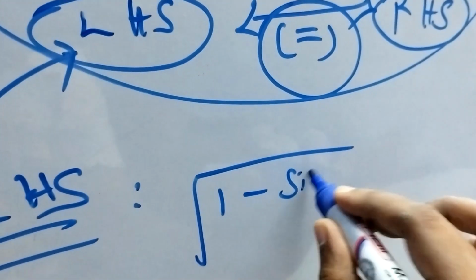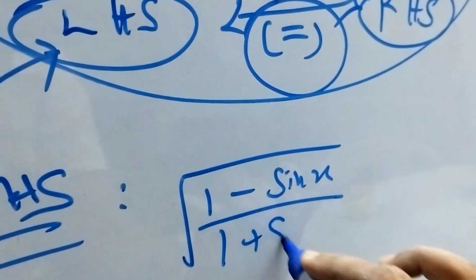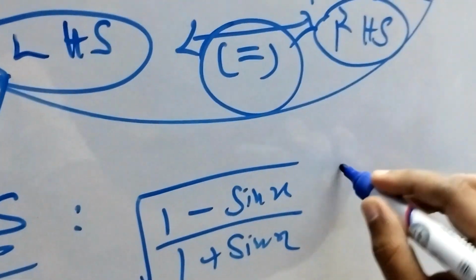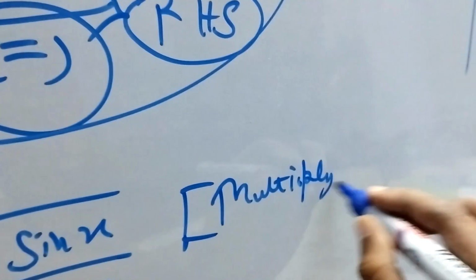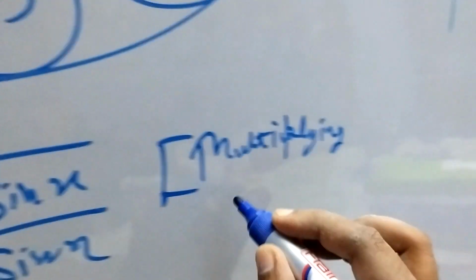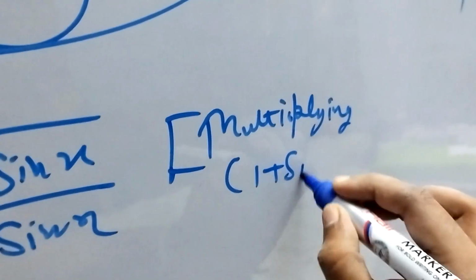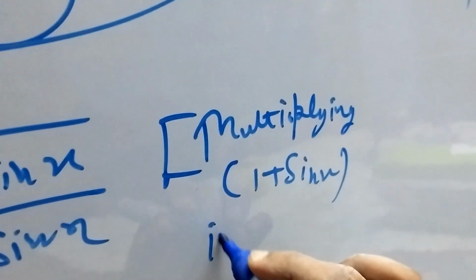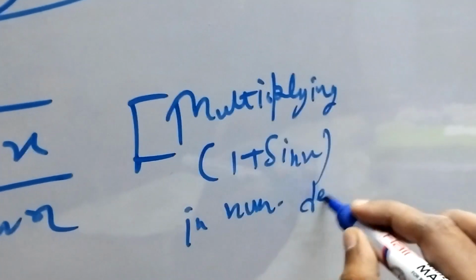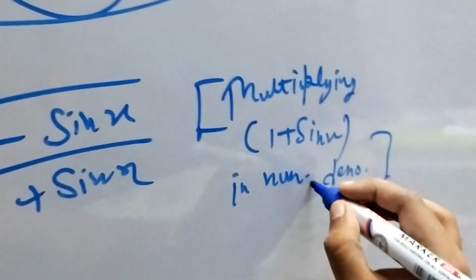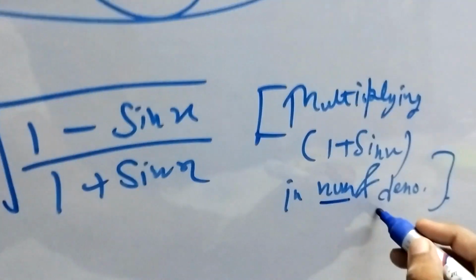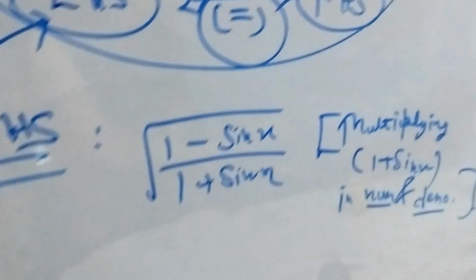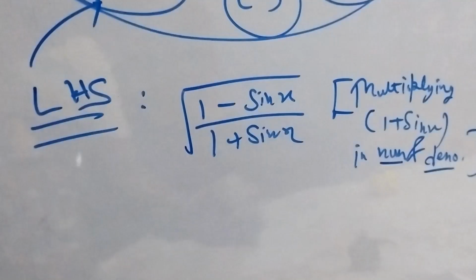1 minus sine x divided by 1 plus sine x. We multiply, this is known as componendo dividendo, multiplying 1 plus sine x in both numerator and denominator, right? Write their full forms in the exam. This is the numerator, this is the denominator, right? And write the reason why you are doing it, or else marks may be deducted. So let's move forward.